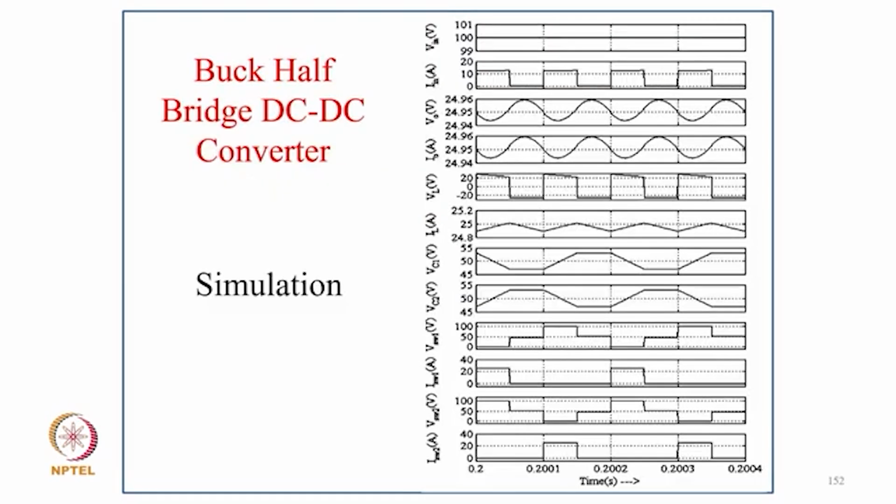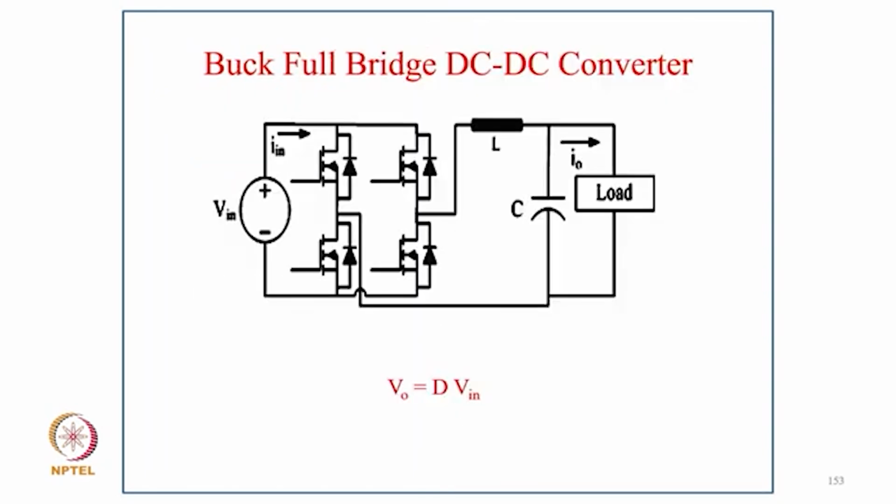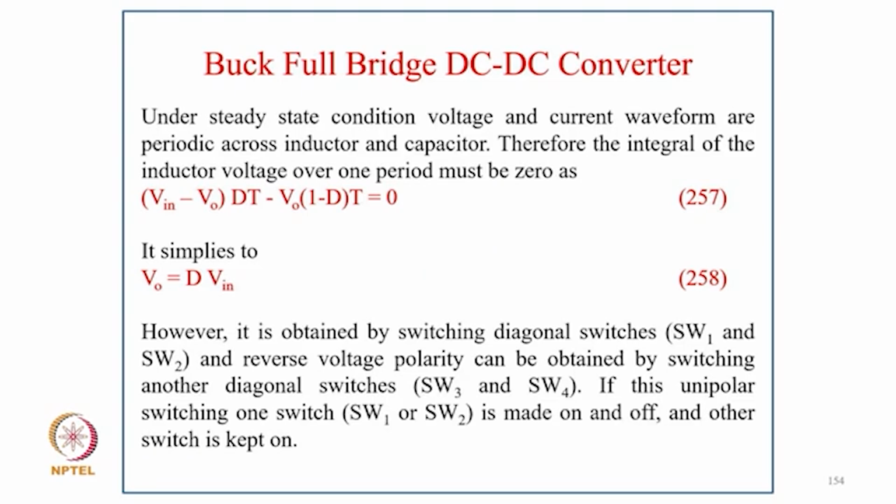So these are the typical simulated waveforms of this buck-boost half bridge converter. And coming now to the full bridge DC-DC converter, that is V equal to D into VT, as you can see in the circuit. Under the steady state condition, the voltage and current waveforms of the inductor and capacitor are periodic, therefore the integral of inductor voltage over the current period must be 0.